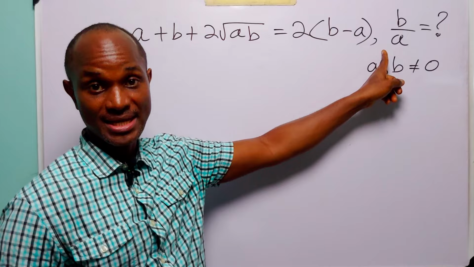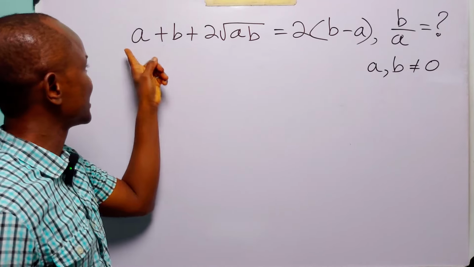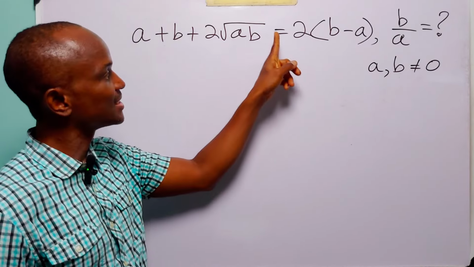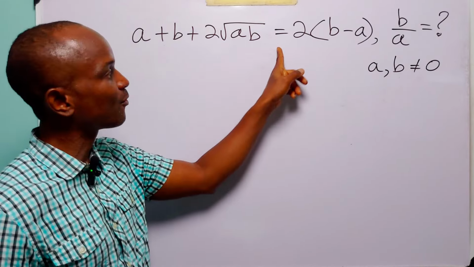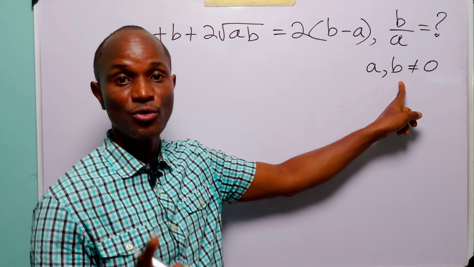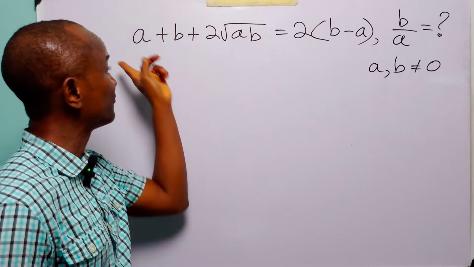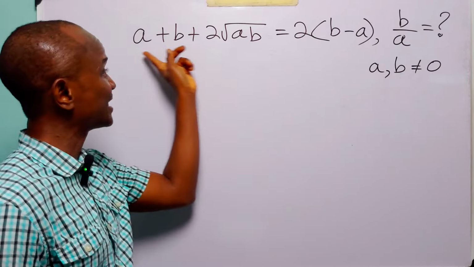Hello and welcome. In this math tutorial, our task is to find the value of b over a, given that a plus b plus 2 root a times b is equal to 2 multiplied by b minus a. And we are told that a and b are non-zero real numbers. Now, one way of solving this problem is to divide the given equation through by a. This is what we are going to do.